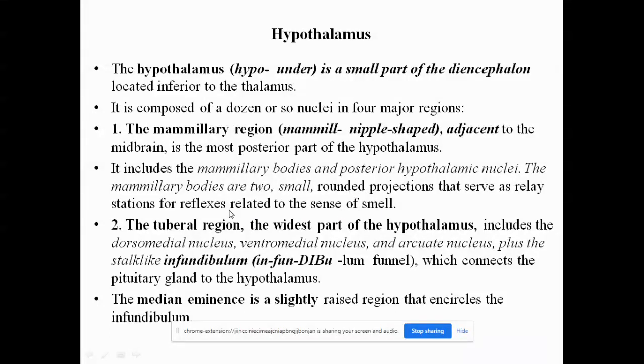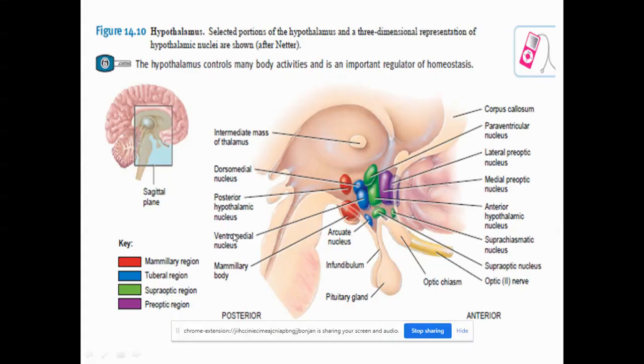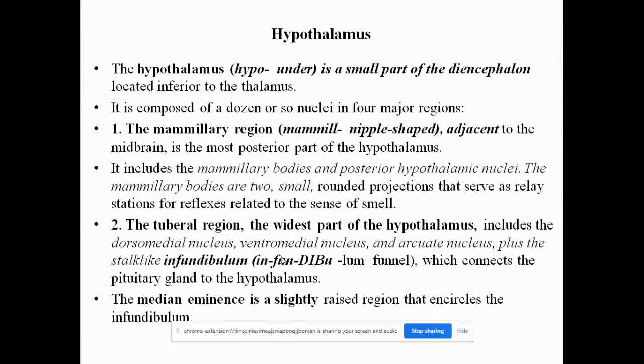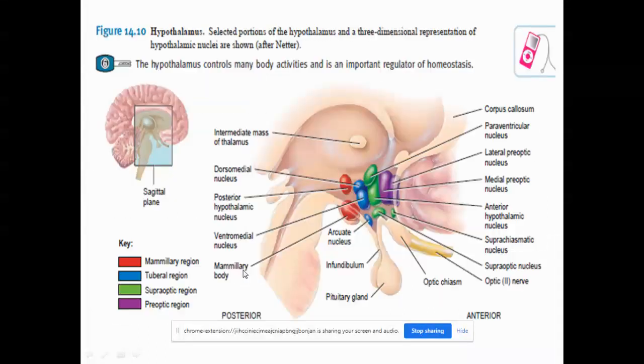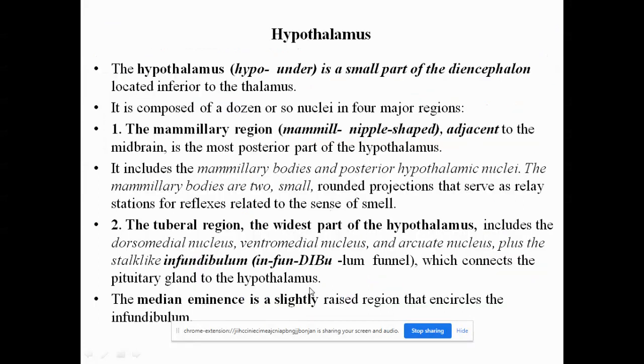The next widest part of the hypothalamus is called the tuberal region. So it includes the dorsomedial nuclei, ventromedial nuclei, and the arcuate nuclei. Plus the stalk-like infundibulum. This stalk-like infundibulum is also included under the tuberal region. So this infundibulum connects the pituitary gland to the hypothalamus. So that is very important.